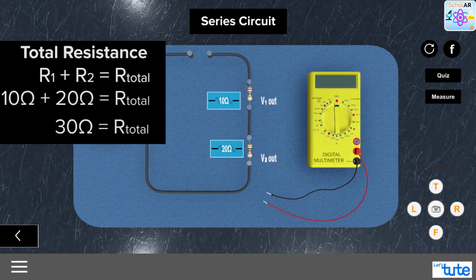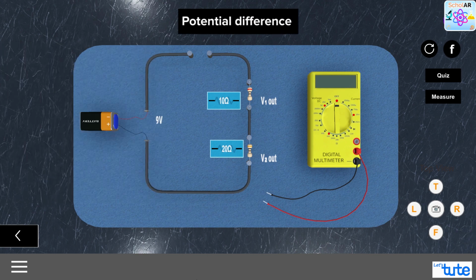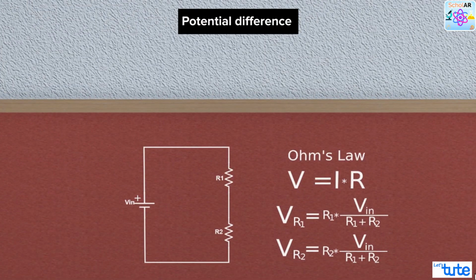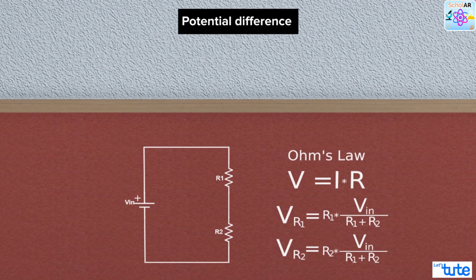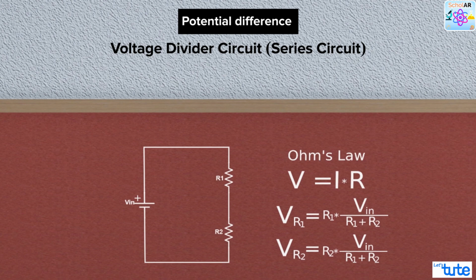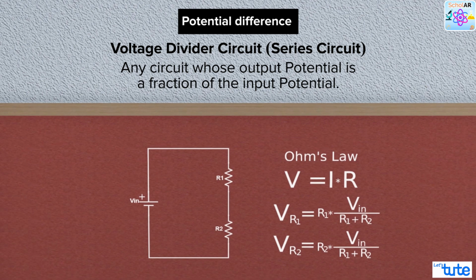So now we know about the resistance and we know about the current. The only thing left is potential difference. The formula for potential difference across both the resistances can be seen in the experiment if you press F. It comes from Ohm's law and I encourage you to figure out how it is derived. As we can see, the potential difference across the resistances are different from each other, and this is why a series circuit is called a voltage divider circuit, because its output is a fraction of the input voltage.